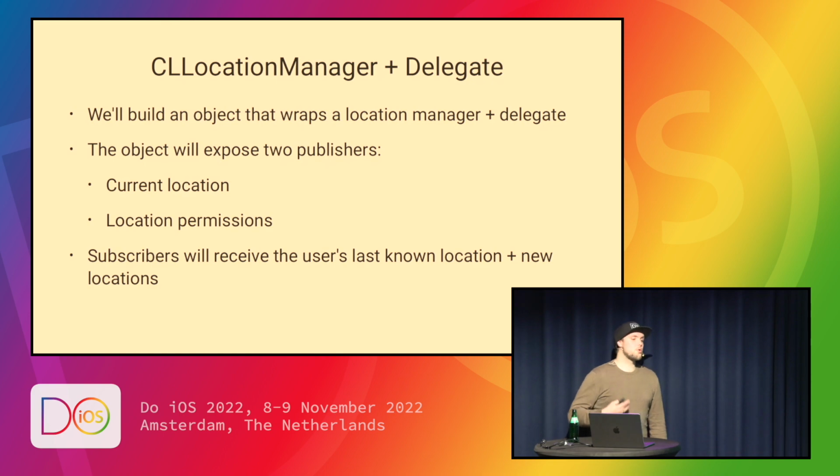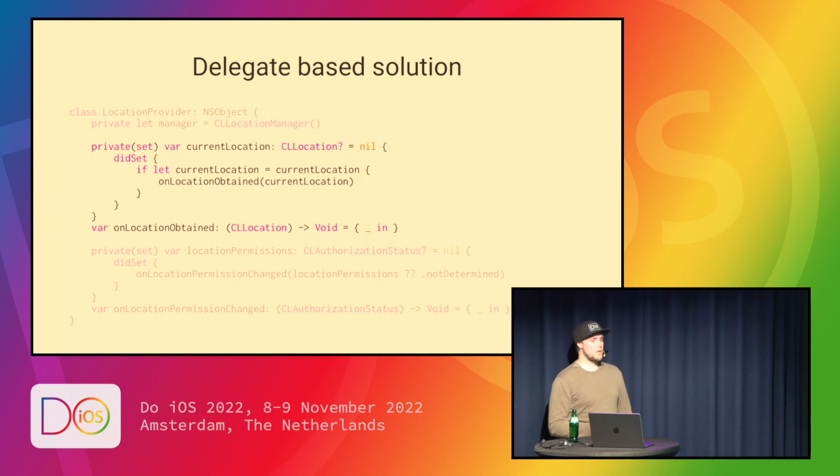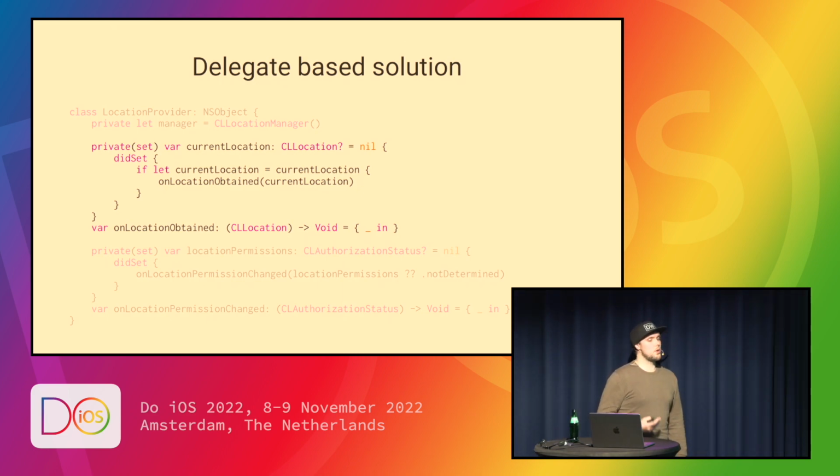And if you subscribe to one of these publishers, or to the current location publisher to be specific, you will receive the user's last known location and any location that follows it. So that's also very useful, that you don't have to wait for that first location to be obtained. If we had one, you'll get it immediately. So the delegate-based solution looks a little bit like this. There's a whole bunch of code, but this is really the part that I want to zoom in on for now. Initially, we have a variable current location.